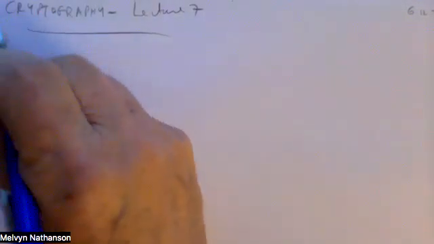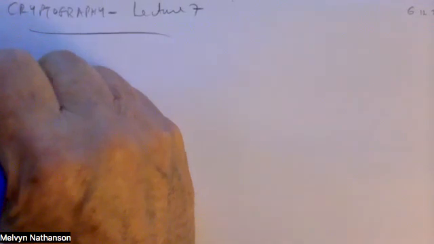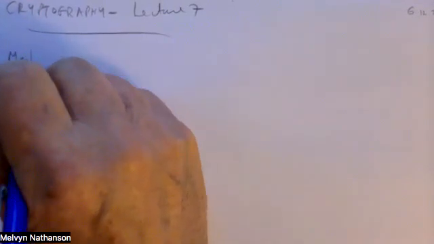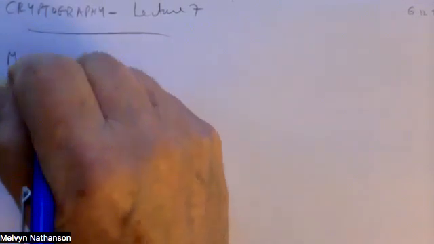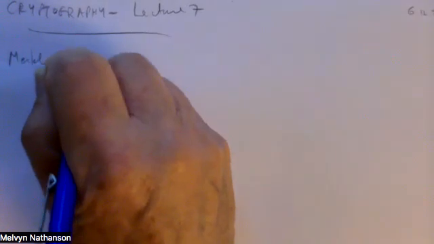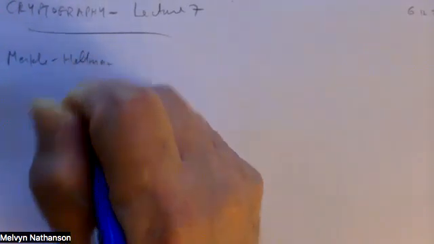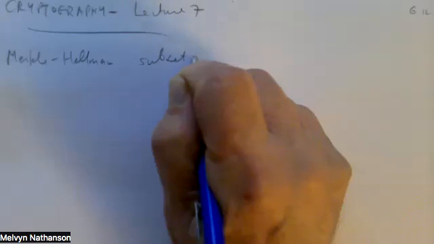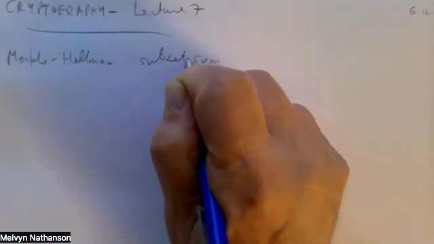So what I talked about a bit yesterday, and we'll talk about some more today, is the Merkle-Hellman subset sum crypto system.